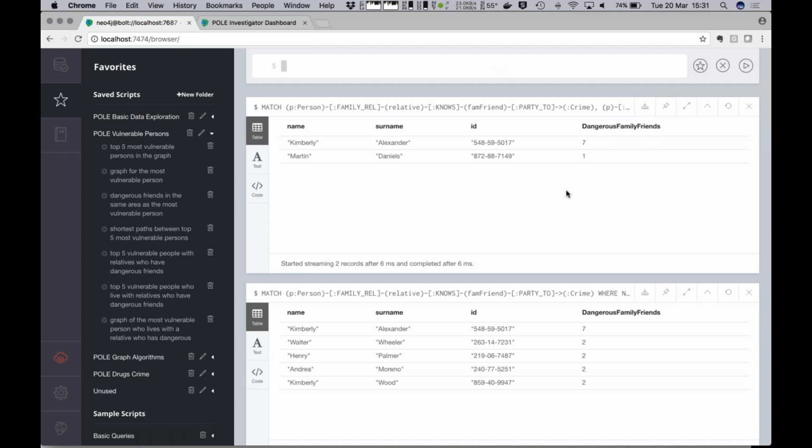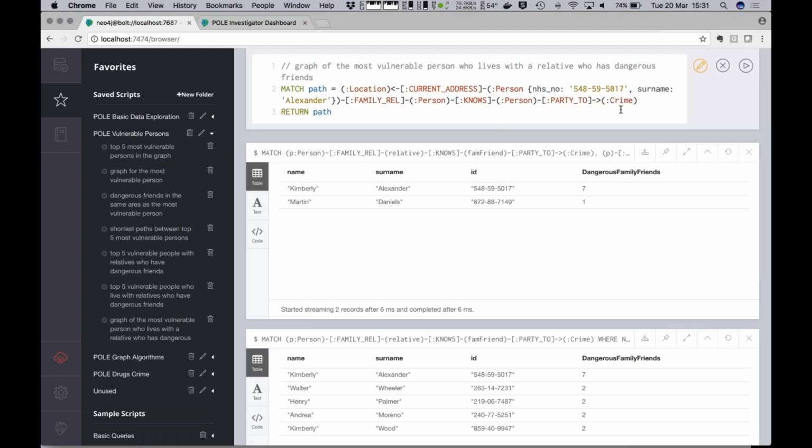In which case there's only two of the people in the graph that meet that description. So there's Kimberly and Martin, who live with a relative, and that relative associates with people who are party to a crime. And we'll take a look quickly at the graph for Kimberly Alexander, the top person in the list, who has 7 dangerous family friends.